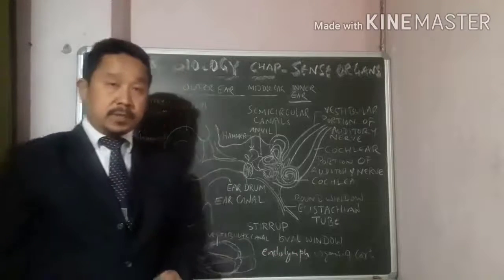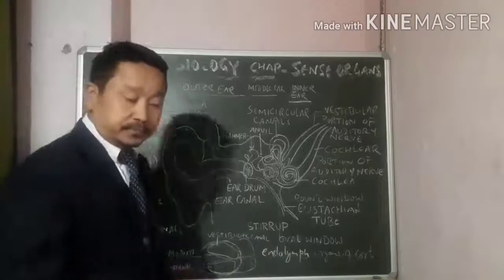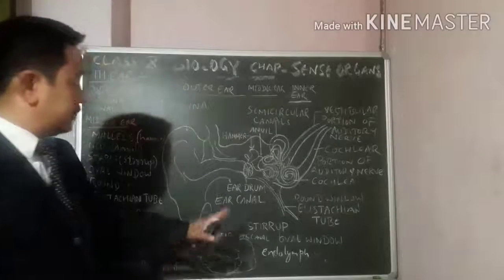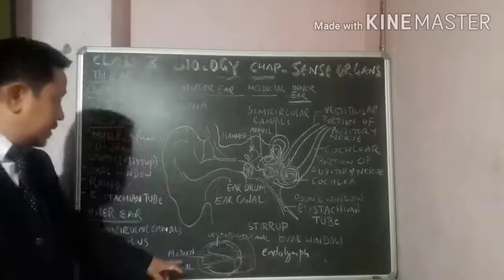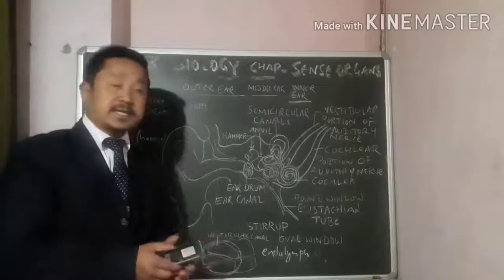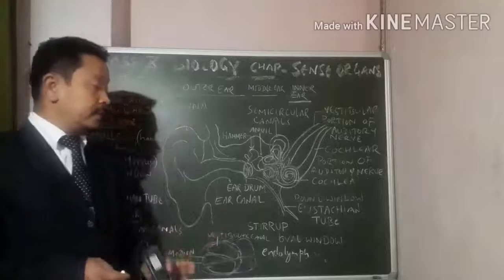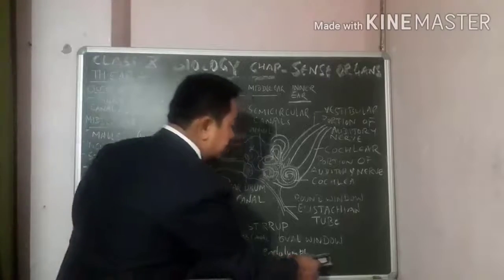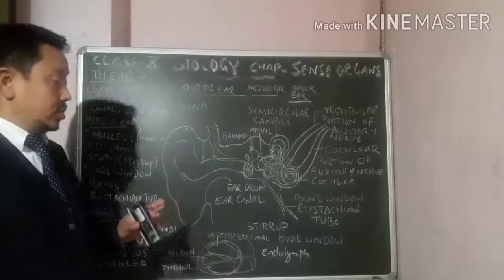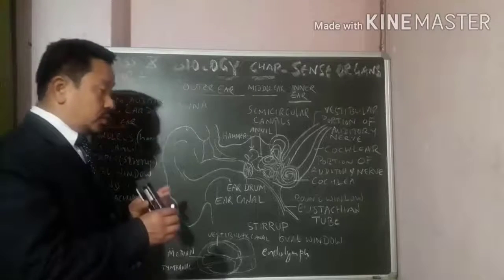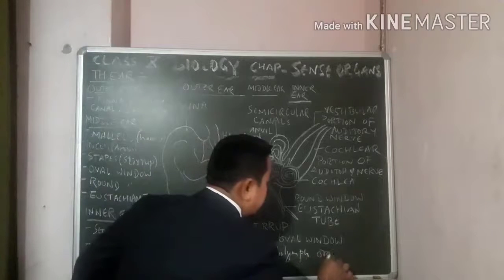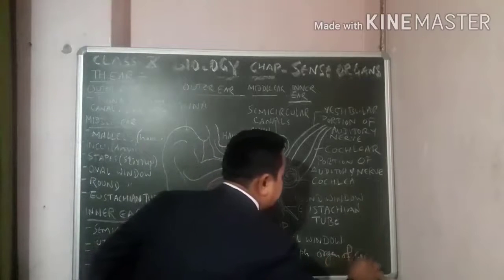E-N-D-O-L-Y-M-P-S, endolymph. Okay, and this median region also possesses area for the sensory cells, which are called organ of Corti. Okay, organ of Corti.